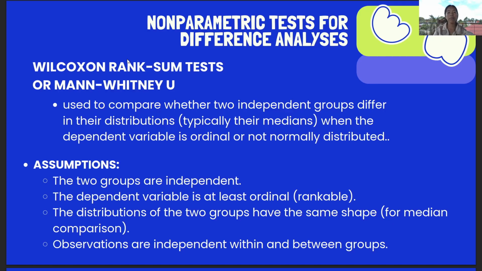So in the non-parametric tests for difference analysis, again, we have the Wilcoxon rank sum test, or Mann-Whitney U. It is used to compare whether two independent groups differ in their distributions, typically their medians, when the dependent variable is ordinal or not normally distributed. Under its assumptions, we have: the two groups are independent; second, the dependent variable is at least ordinal; third, the distributions of the two groups have the same shape; and the observations are independent within and between groups.